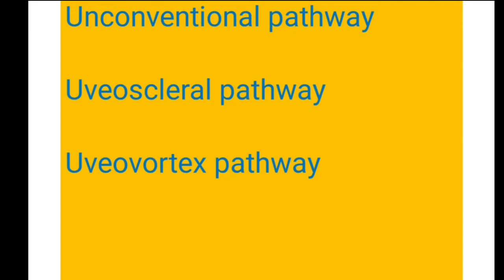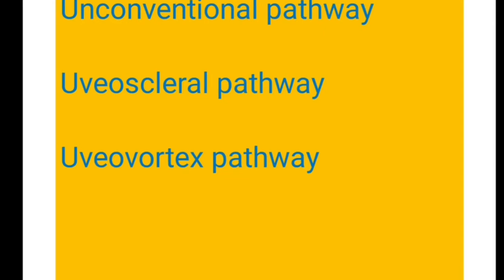Between the conventional and unconventional pathway, what is the percentage of drainage? The trabecular pathway, or the conventional pathway, contributes 70 to 95% of the drainage of the aqueous, whereas the uveoscleral or unconventional pathway contributes 5 to 30% of the drainage.